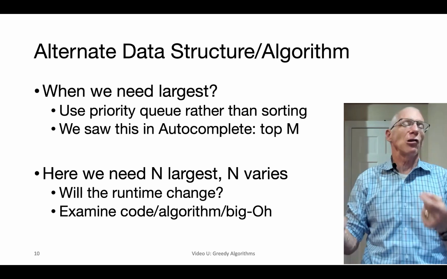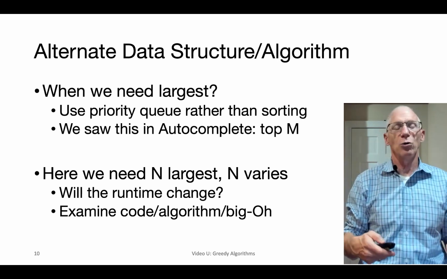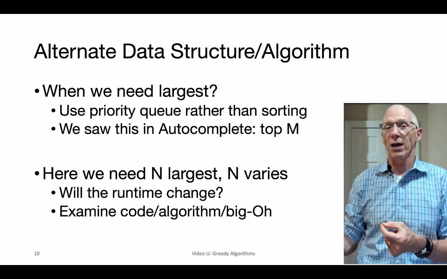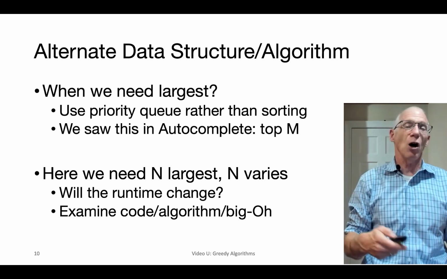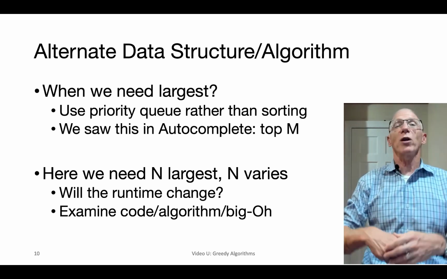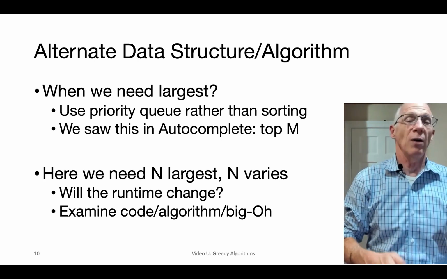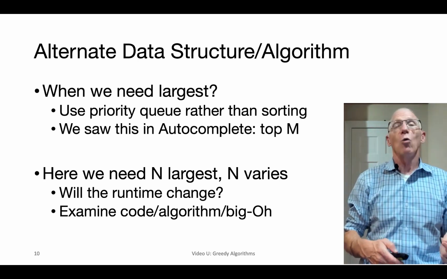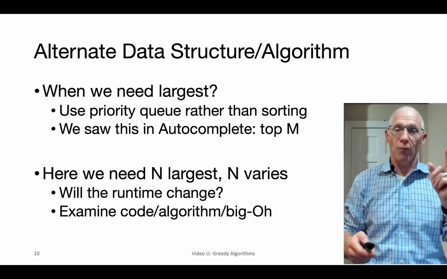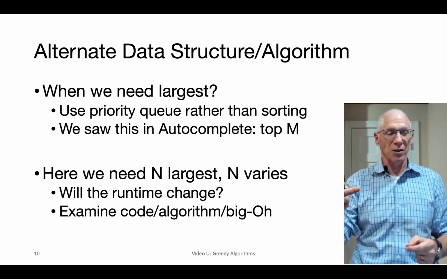Whenever we have to find the largest in a collection, we can also use a priority queue rather than sorting everything. And you saw that, for example, in the autocomplete assignment. Rather than sorting all entries to find the top M, we'll use a priority queue. And we can do that here as well. We need the n largest, first largest on the first night, second largest on the second night.